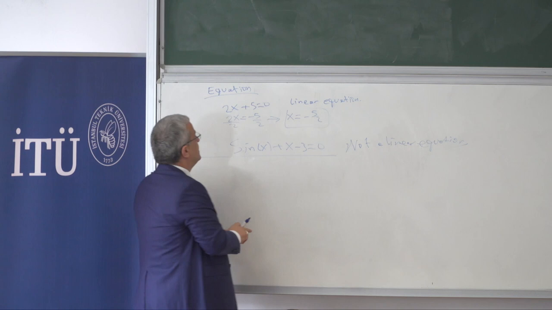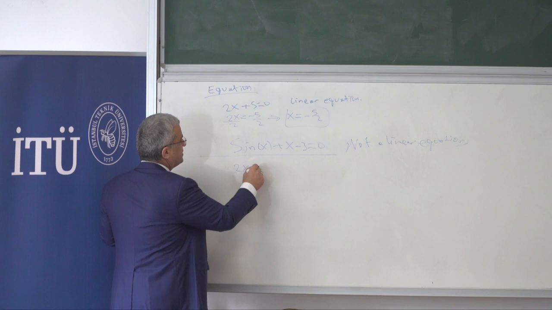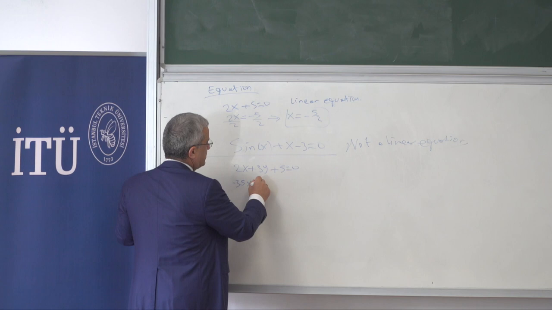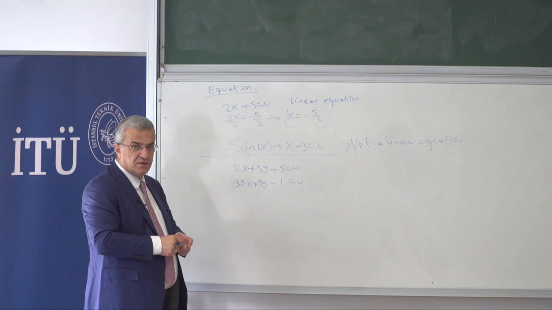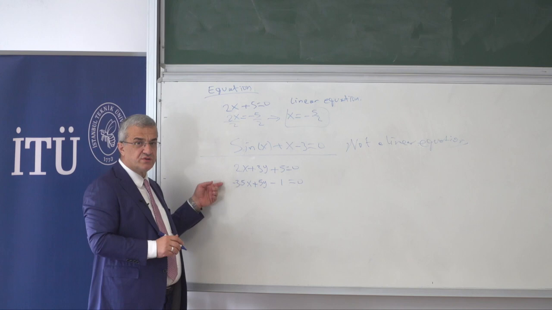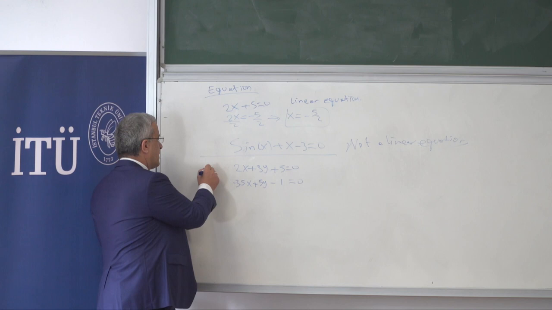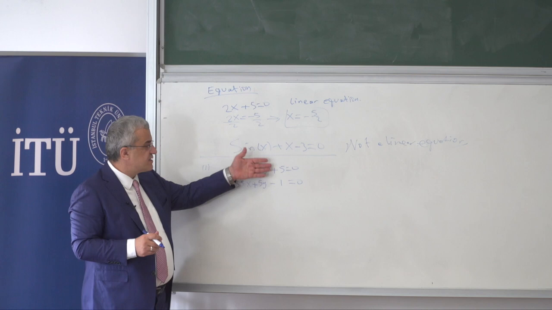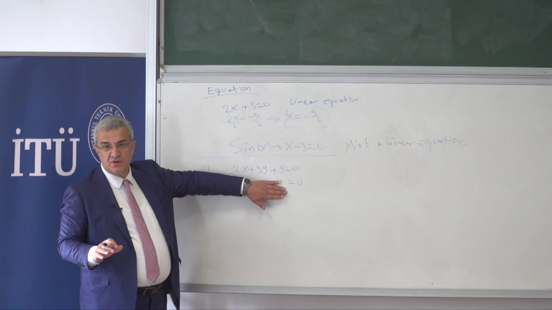So when you have, let's say, 2x plus 3y plus 5 equal to 0, and minus 3.5x plus 5y minus 1 equal to 0, now you have a system of linear equations. You have two equations, which are this 1 and 2, and two unknowns. We call them x and y. So you have to find x and y that satisfy both of them at the same time, right? If I had just one equation and two unknowns, how many solutions could you have? You could have infinitely many solutions, right?